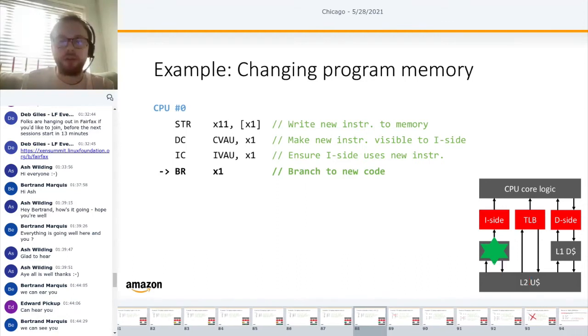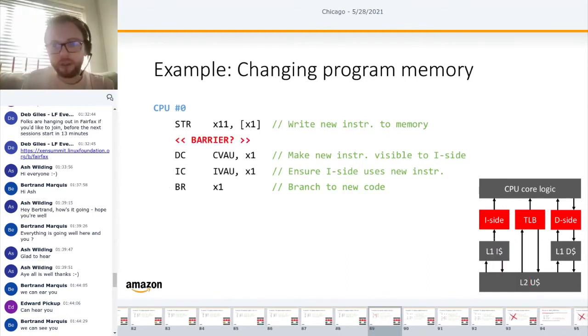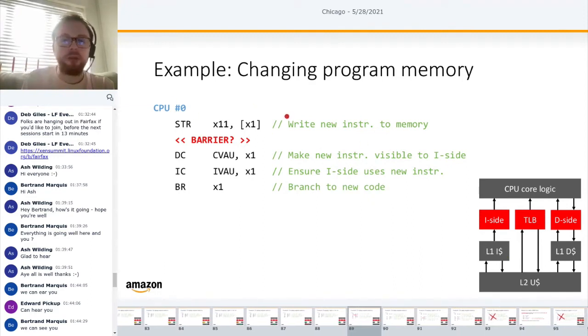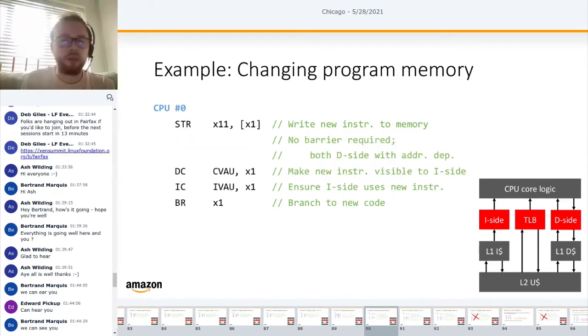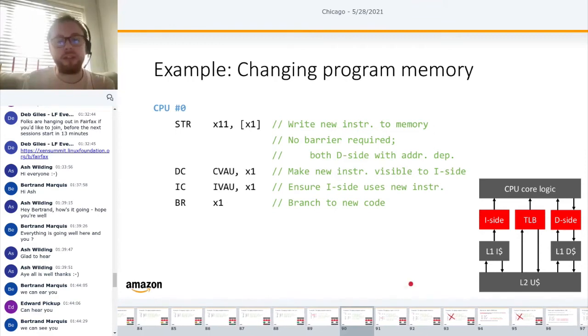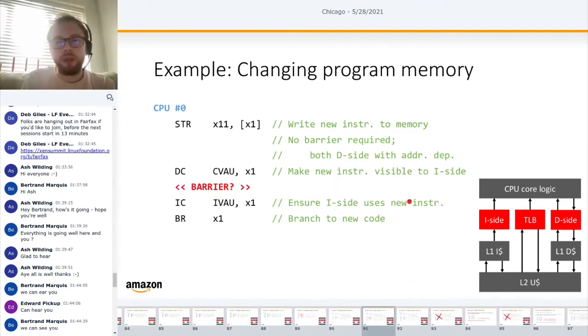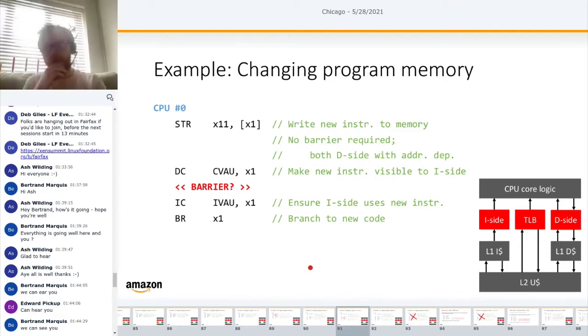Now let's ask ourselves where the barriers are going to be needed. Firstly, we've got the store of the new instruction, and then I've got a data cache clean by virtual address to point of unification. So do I need a barrier between these two? Well, you might remember from the previous example that these are both D-side accesses and they're to the same address. Therefore, I do not need a barrier between the store and the data cache clean. Do I need a barrier between the data cache clean and the instruction cache invalidate?